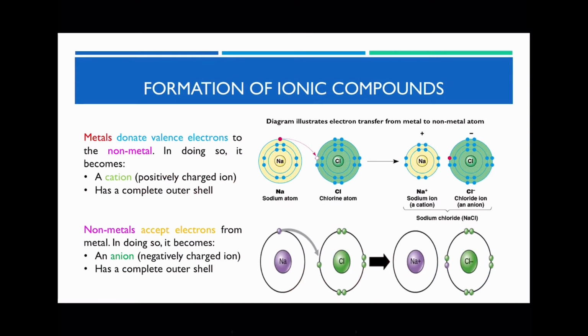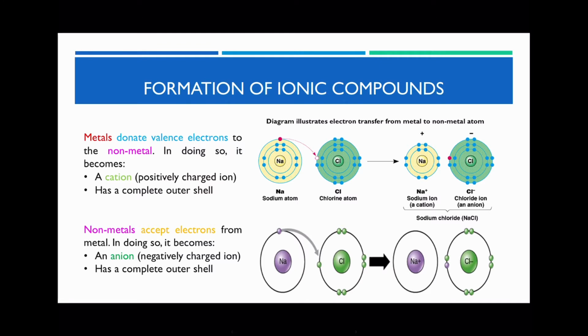Ionic compounds are formed when metals actually donate their valence electrons over to the non-metals. Metals have a tendency to lose electrons because they want to achieve electronic stability. By losing the electrons, it will now become a cation because it will have more protons than electrons. In contrast, the non-metals will accept the electrons from the metals, and by doing so, it becomes a negatively charged ion, in other words, an anion, and it will now also have a complete outer shell.